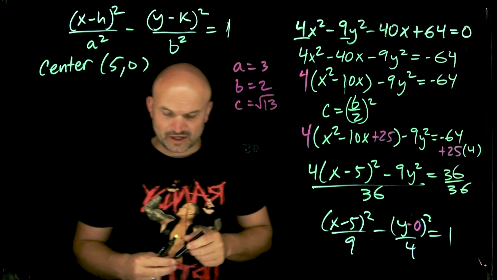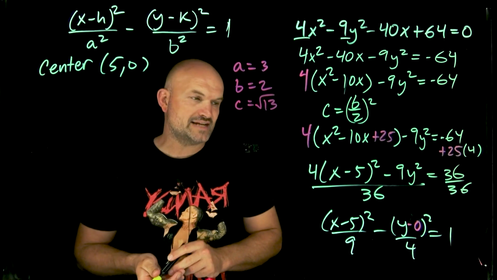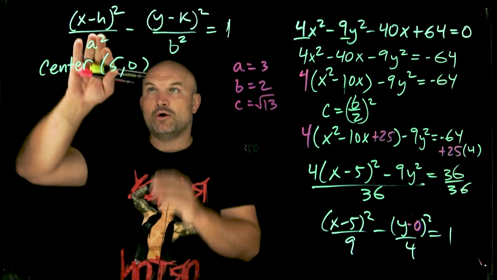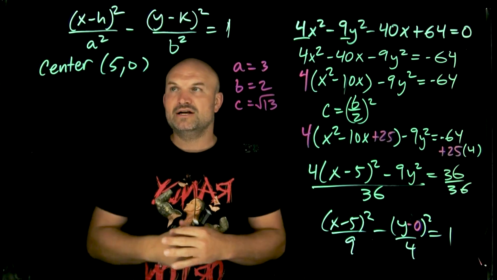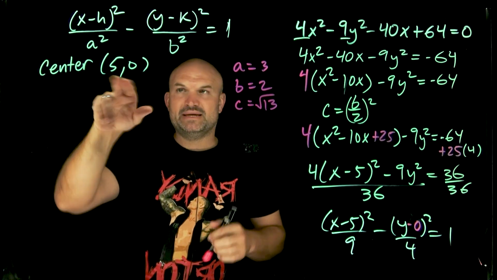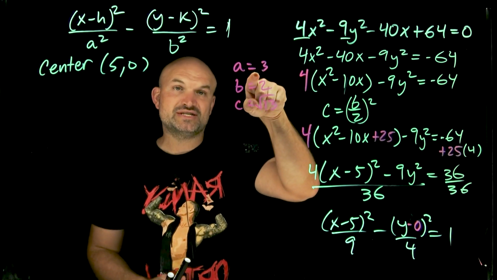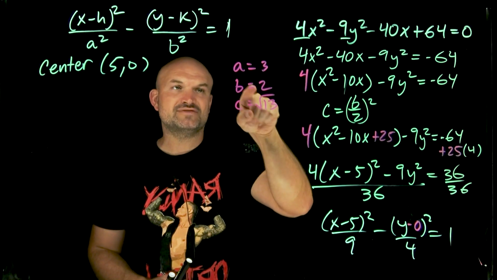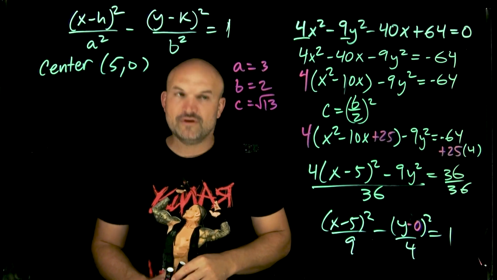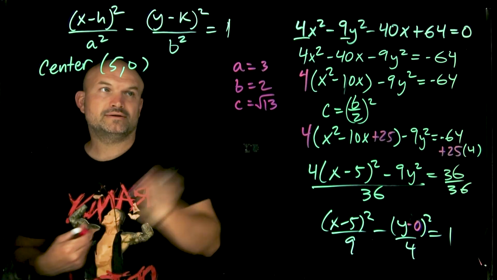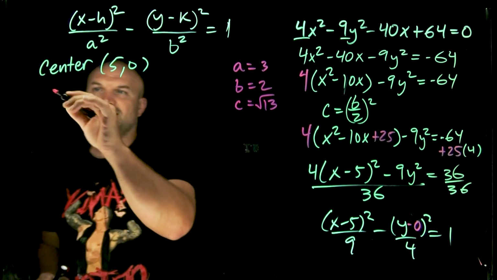Now, the important thing about understanding your a, b, and c is that it tells you where your vertices, your co-vertices, and your foci are going to be. Now remember, x is over a, so my transverse axis is horizontal. So from my center, left and right is going to be my vertices and my foci. a tells you the distance from your center to your vertices. b tells you the distance from your center to your co-vertices. And c tells you the distance from your center to your foci. So make sure you're going in both directions.